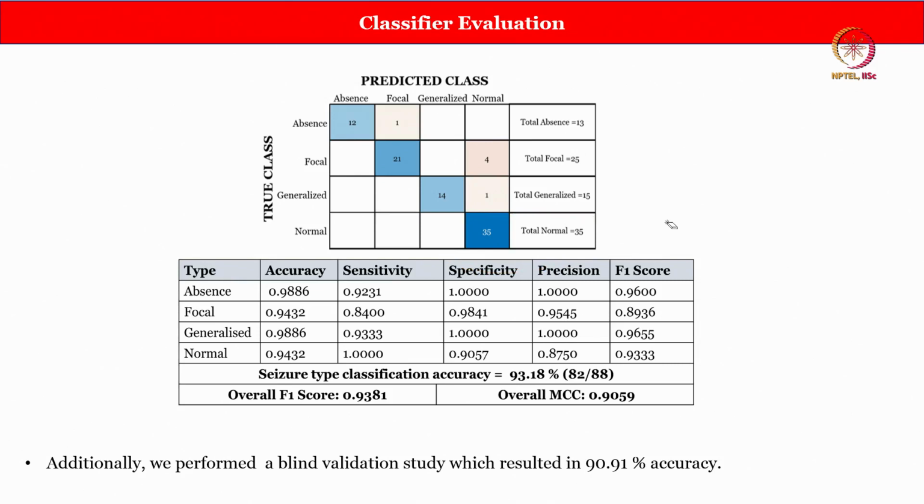We are working on improving it, and the overall F1 score was 0.9381 and MCC was 0.9059. We have also done blind validation, which resulted in 90.91% accuracy, where we did not know what kind of subject it was, and our algorithm predicted that this subject suffers from such and such seizure, be it absence, focal, generalized, or normal.